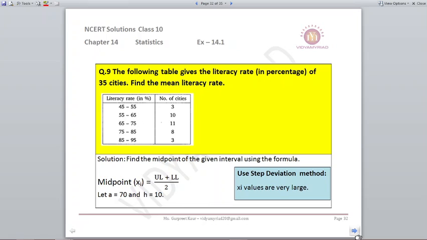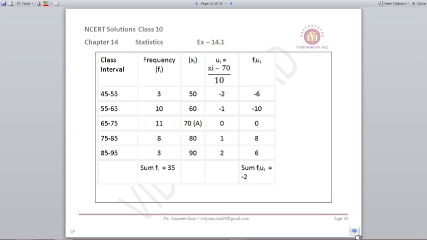The following table gives the literacy rate in percentage of 35 cities. Find the mean literacy rate. Now here you see 45 and 55, the values are a little big. So since xi values are big enough, we will be using the step deviation method. Let us see what the assumed mean is over here. According to xi, it has come as 50, 60, 70, 80, 90. 70 is the middle number. We can assume it as the middle number. The ui formula we know: xi minus 70 upon 10. So 10 is your difference or the class size.